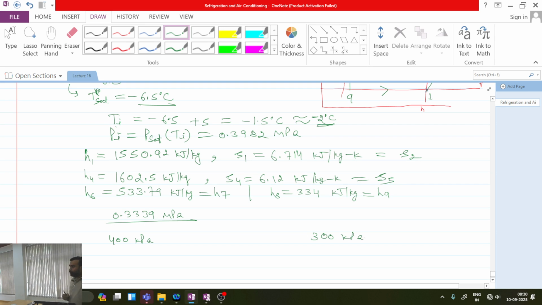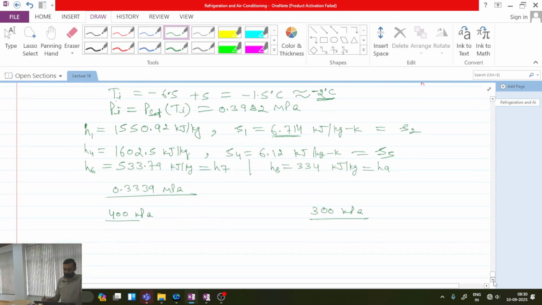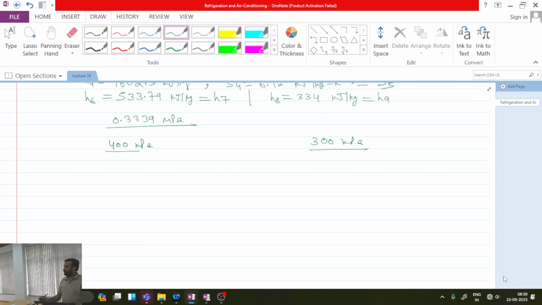First, what you need to do, now at 400 kilopascal and 300 kilopascal, go to this 6.714. Are you able to find the entropy value? Is it available or not? Not available. But there will be one value lower than 6.714, and one will be higher. So first tell me, from 400 kPa, what is the value lesser than 6.714?